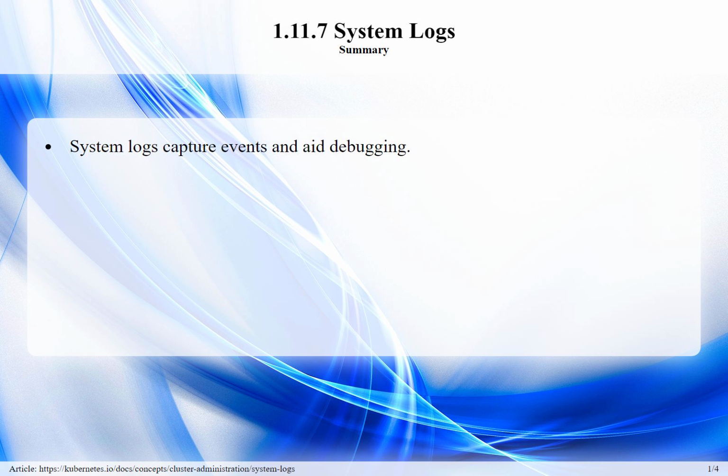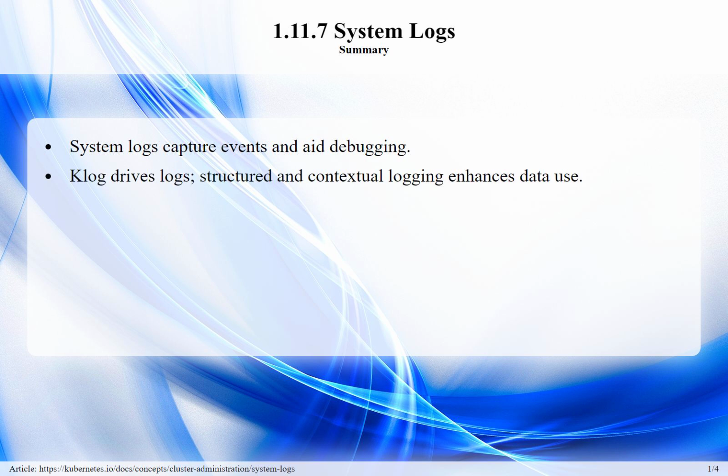System logs capture events within Kubernetes clusters and aid in debugging. Log verbosity can be adjusted for detail, showcasing anything from errors to intricate event traces. Logs do not conform to Kubernetes API stability and may change each release.